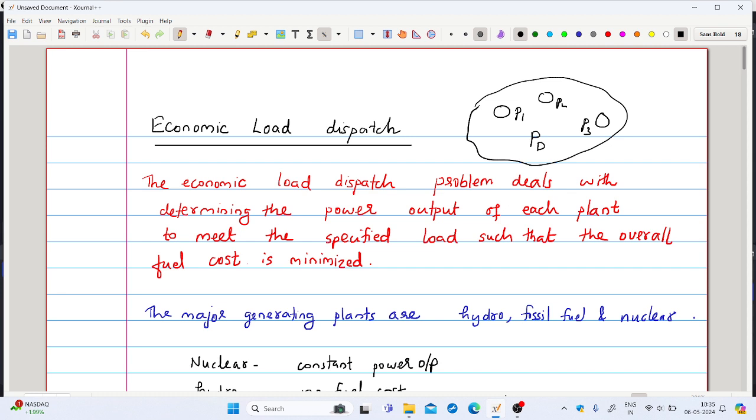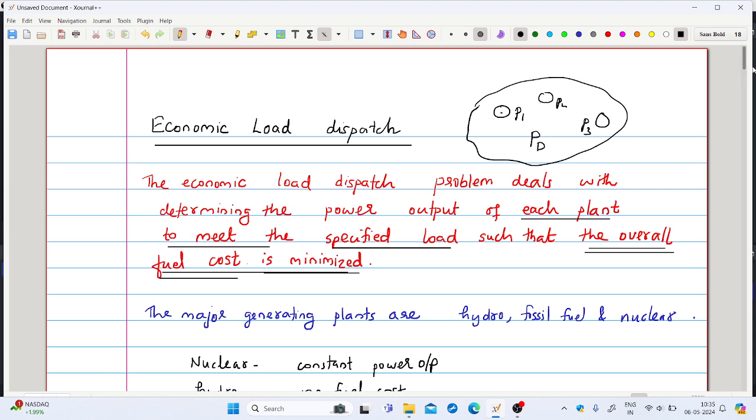Then how to allocate this load demand among these 3 generators such that the operating cost, the total fuel cost, is minimum. That is what we try to do in economic load dispatch. So economic load dispatch deals with determining the power output of each plant to meet the total load or specified load such that the overall fuel cost is minimized. So this is the main point: so that the overall fuel cost is minimized.